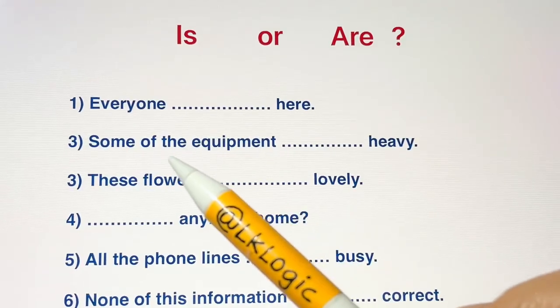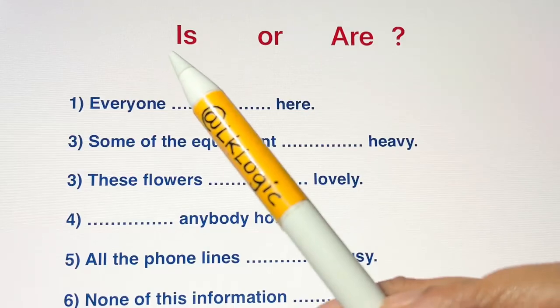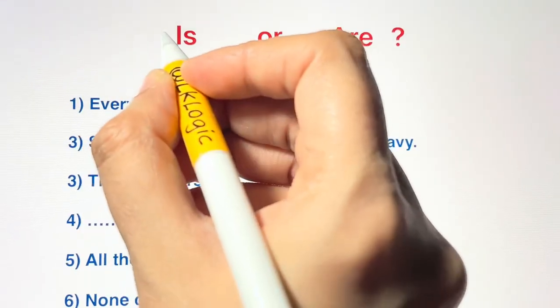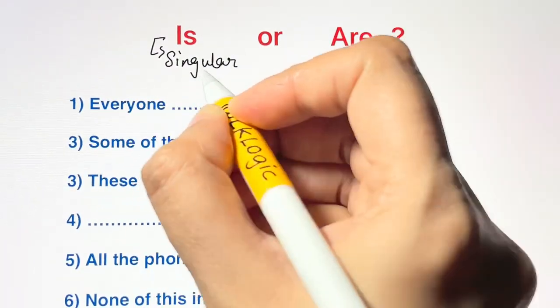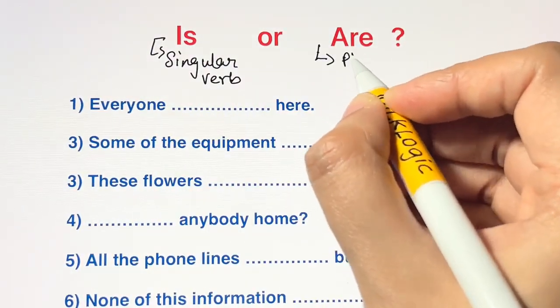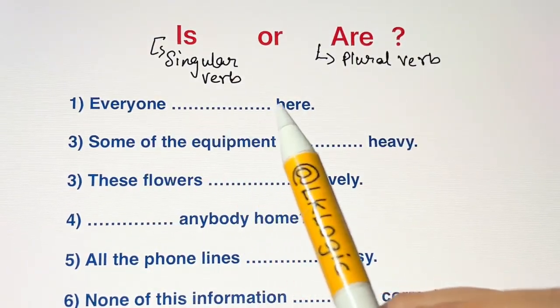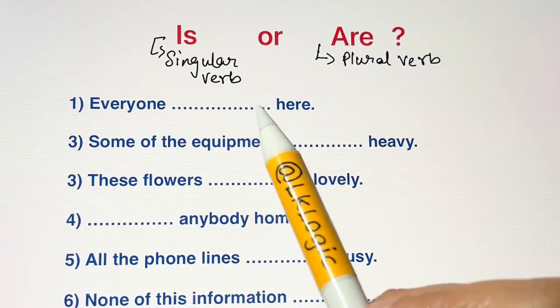Hi guys, in this video we're gonna learn the difference between is or are, when you will use is and when you will use are. Is here is a singular verb and are is a plural verb. Let's see. Everyone blank here. So everyone are here or everyone is here.